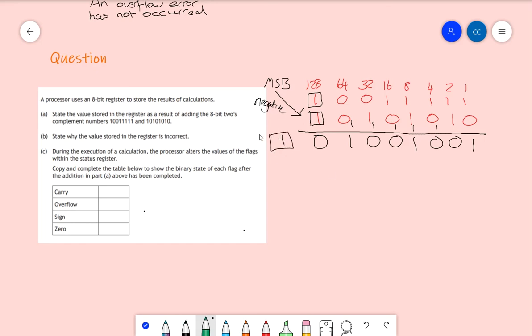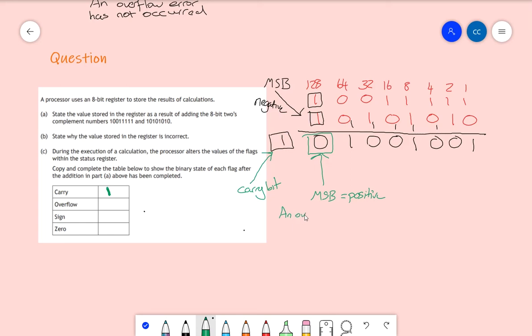Two things have happened here. First of all, we've got a carry bit, and that means that the carry flag is set to 1. And the second thing that's happened here is the most significant bit of the answer is positive. And that means that an overflow error has occurred.